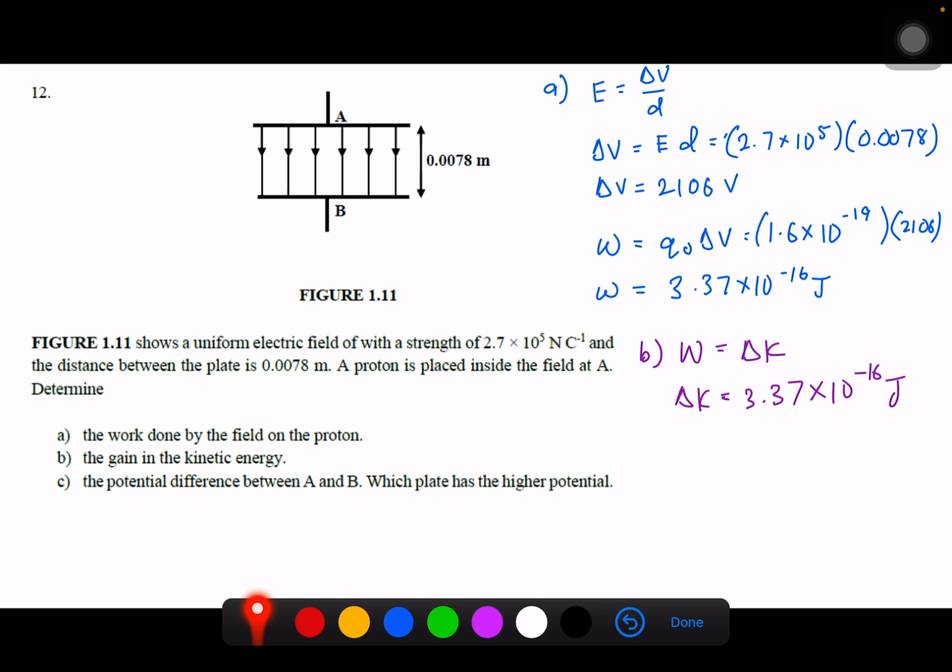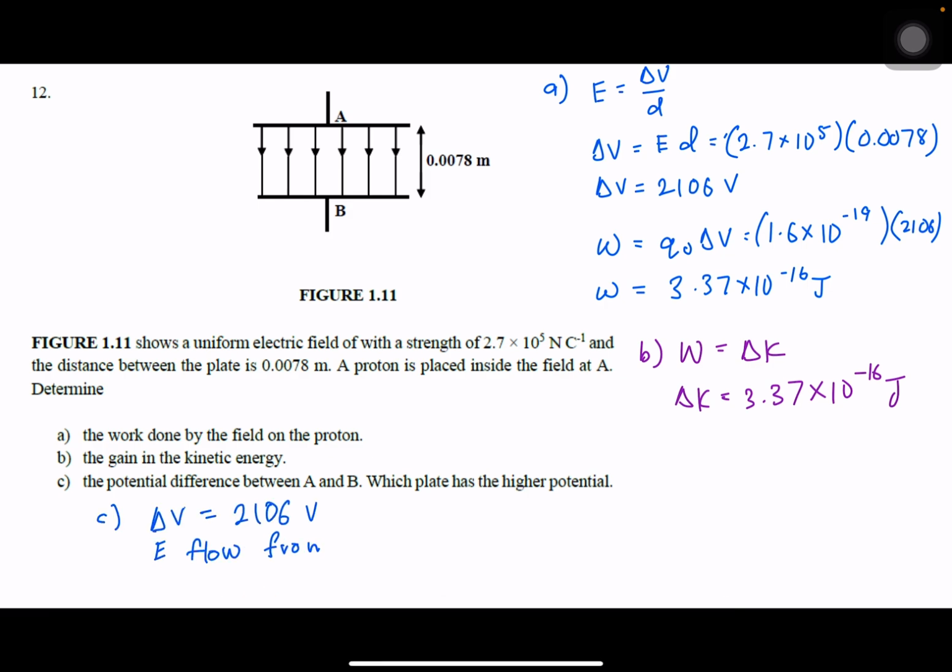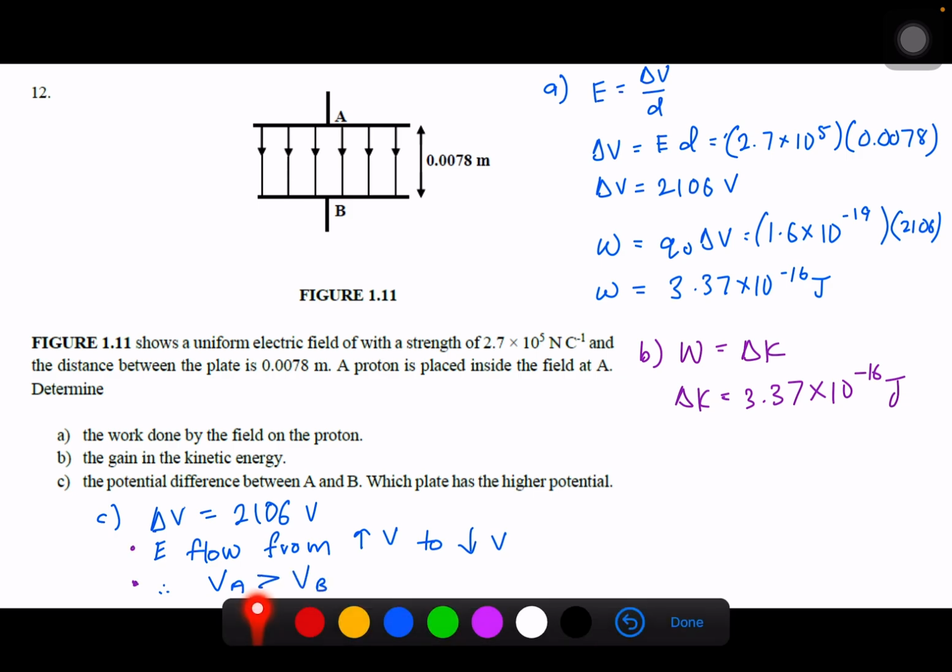Okay, see the potential difference between A and B. Which plate has the higher potential? Delta V is basically the one that you already calculated above, where delta V equals Ed, which is 2106. You just have to rewrite it. And then the question asks which plate has the higher potential. So you can determine it based on the direction of the electric field.